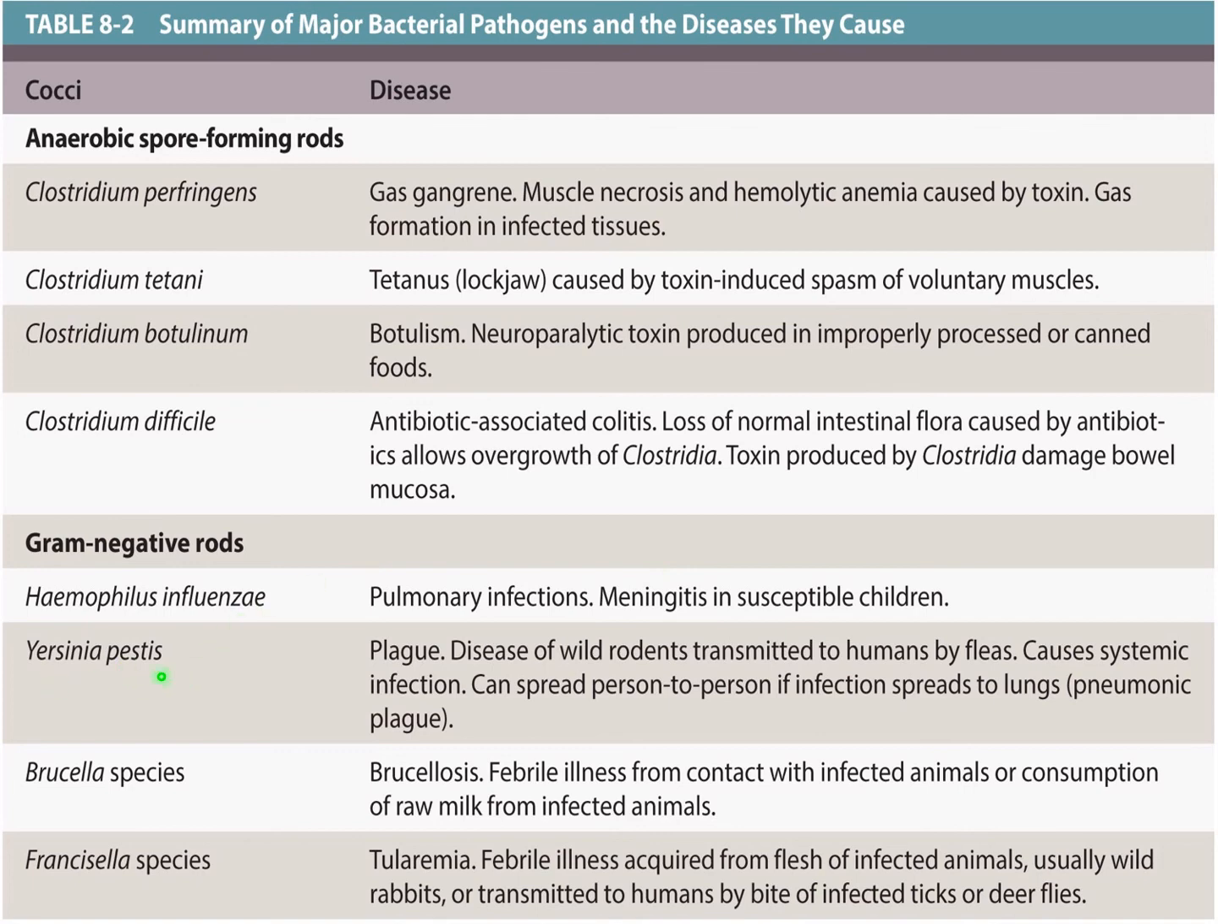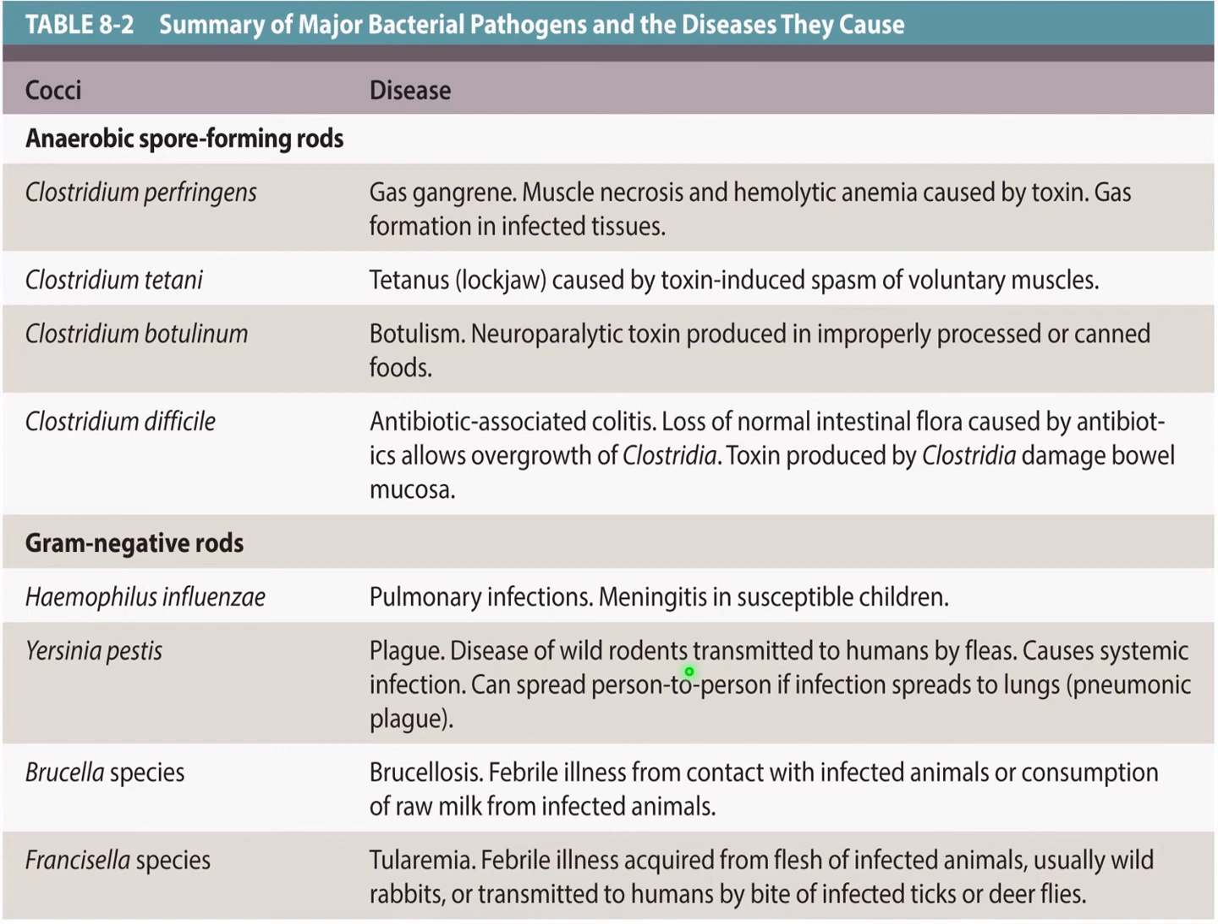Yersinia pestis causes bubonic plague. This organism is actually transmitted to humans by fleas. And during the Middle Ages in Europe, when we had the bubonic plague outbreak, there were millions of people that died, and they thought at first that the wild rodents or rats were transmitting this disease to people. And so they literally burned down whole cities.